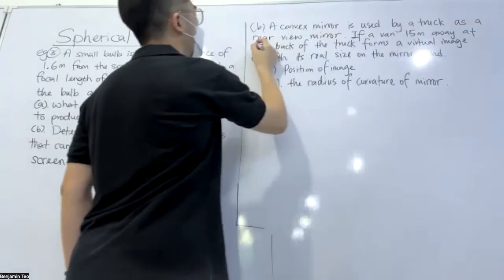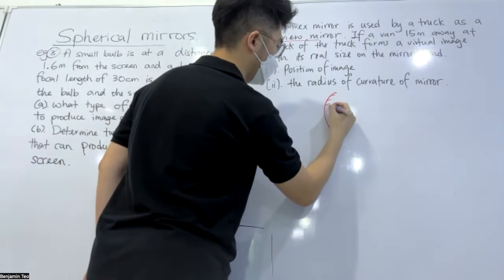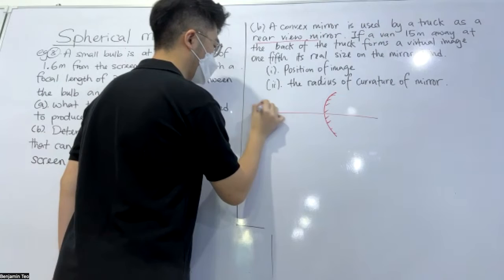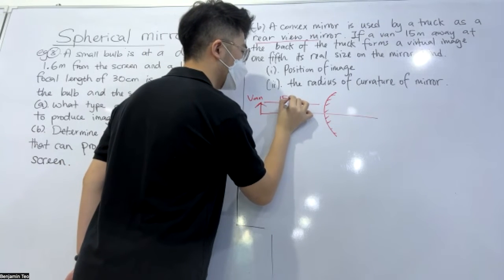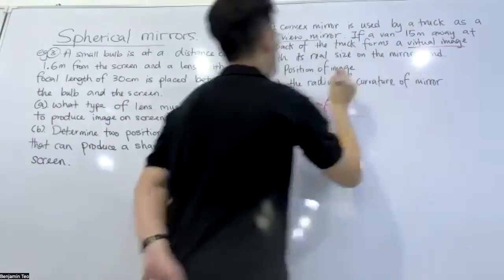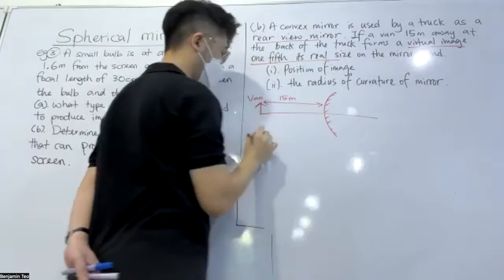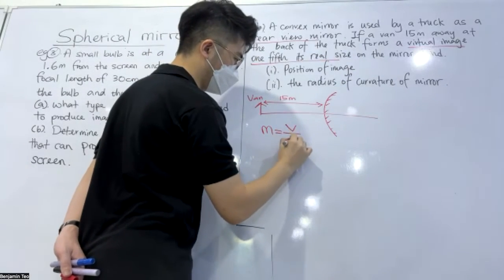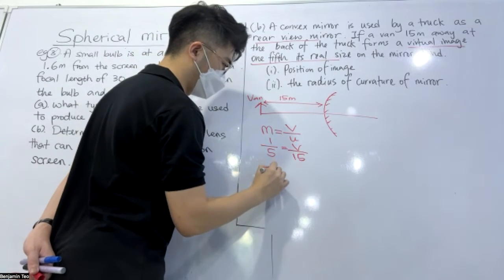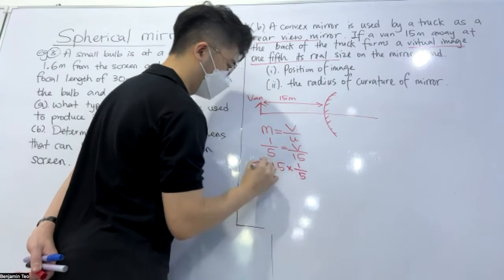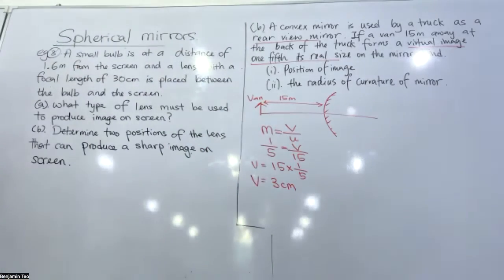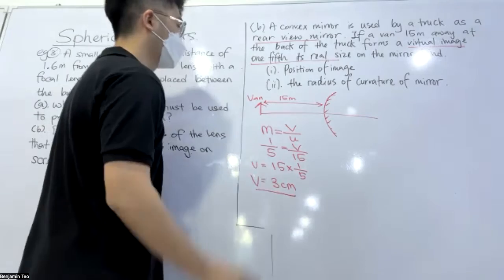Convex mirror is used by a truck. The rear view mirror. If a van 15 meters away from the back, U is 15 meters. Forms a virtual image. 1/5 is real size, so magnification is V over U. 1/5 V over 15. Three cm. This is 1/1.